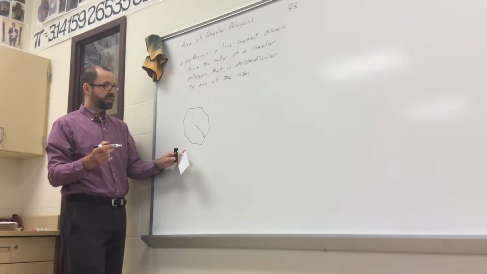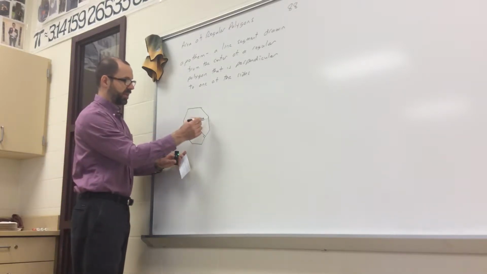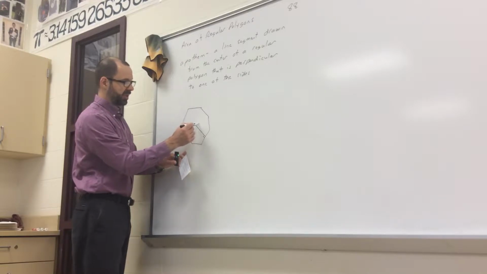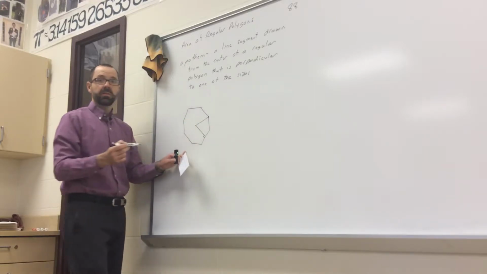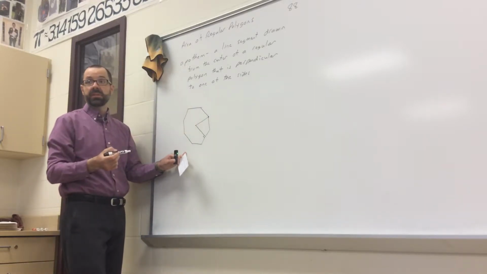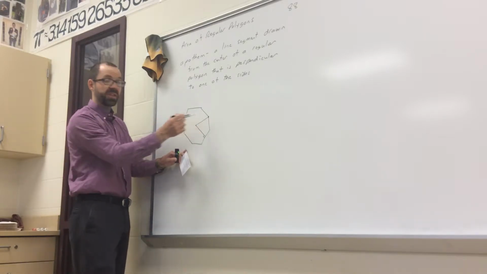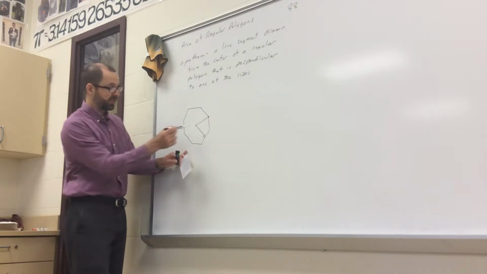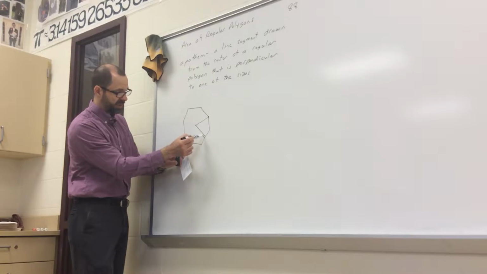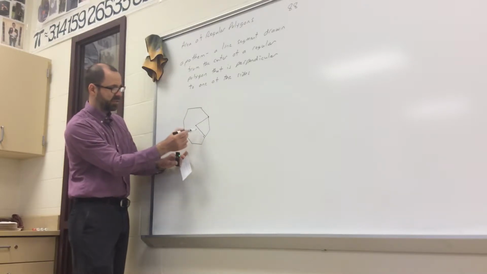Now, it's easy to get it mixed up with a different line segment. Sometimes you draw a line segment to the corner. That's not the apothem. If it goes from the center to the vertex, it's not the apothem. But if it goes from the center and it's perpendicular to the side, that's called the apothem.